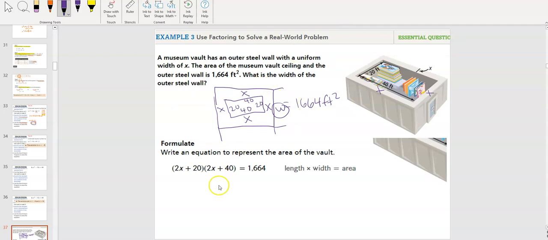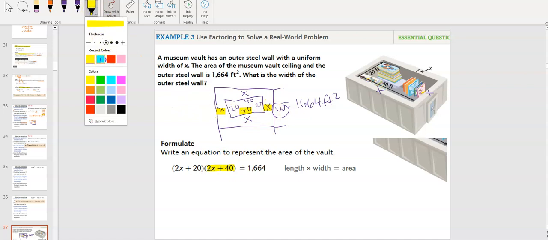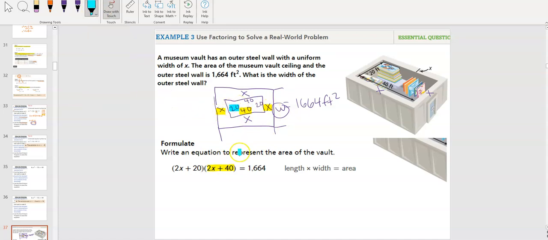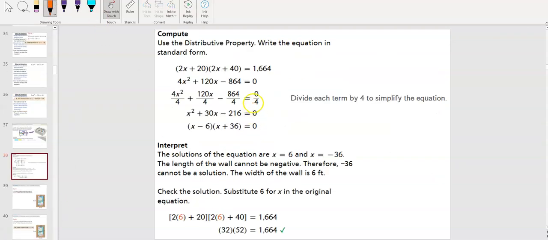So the first thing they do is write an equation to represent the area of the vault. And this is just like those picture problems, guys. I am going to take the 40, which is my length, and I'm going to add the two x's to it. So I get 2x plus 40. Then I'm going to take 20, which is my width of the inside of the vault, and I'm going to add the two x's to it, and that's how I get 2x plus 20, length times width.